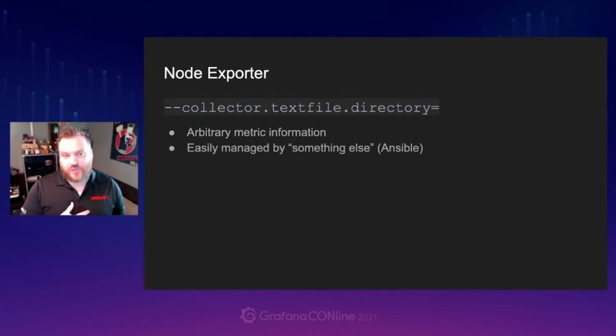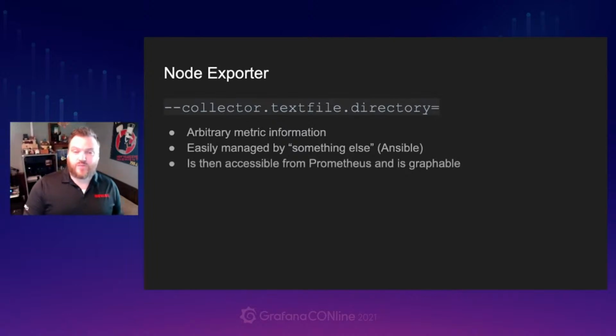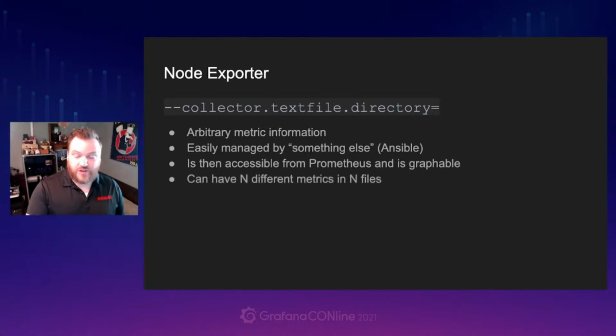We use Ansible to manage these files, so we generate the files and store them in the Ansible directory or in the Node Exporter directory. Ansible renders them from a Jinja template and puts it on there every time a config update is made. And then we make it accessible because it's coming up through the Node Exporter endpoint in the Prometheus format. We scrape that same metric as it is everywhere, and that data is easily consumable on the Prometheus endpoint. You can have n different metrics in n different files.